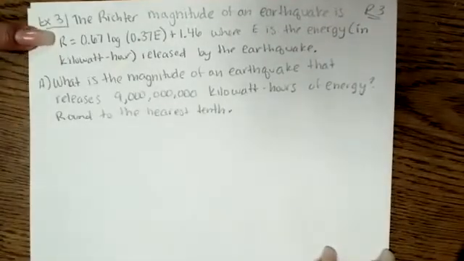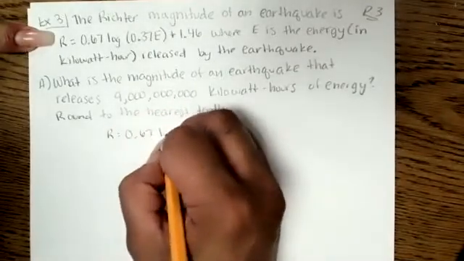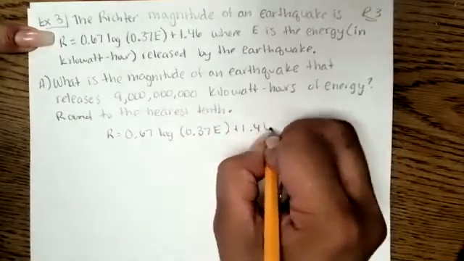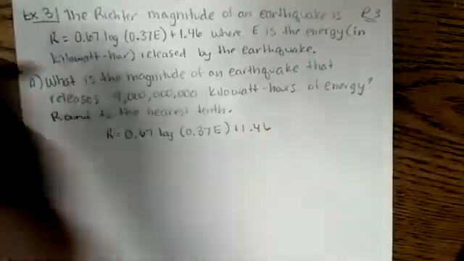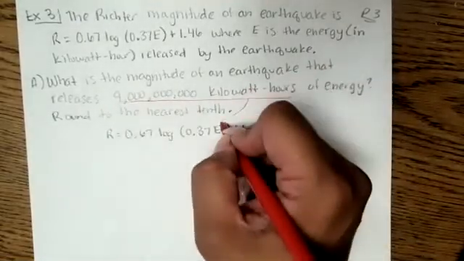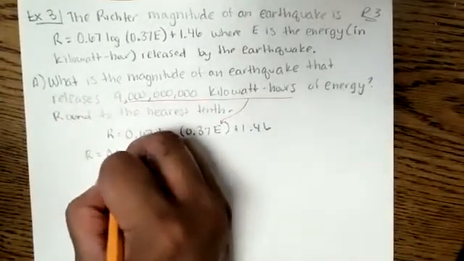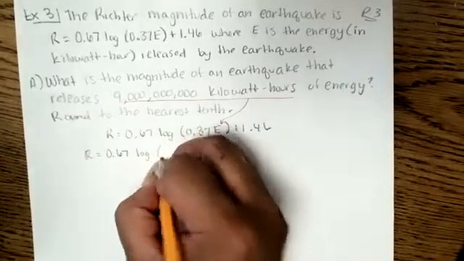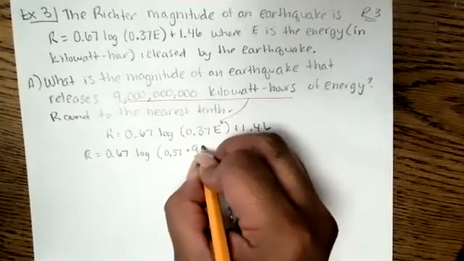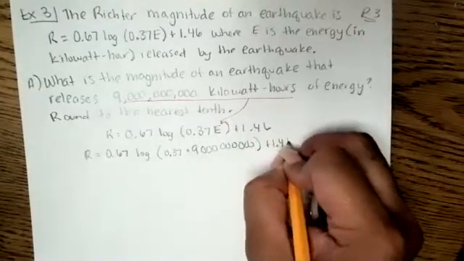Now we have this equation right here: R equals 0.67 log 0.37 E plus 1.46. And then it says right here that it releases 9 billion kilowatt hours. I'm going to plug that into the E. So R is going to be equal to 0.67 logarithm of 0.37 times 9,000,000,000 plus 1.46.